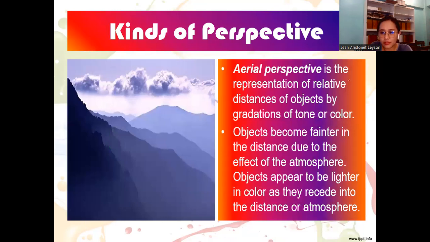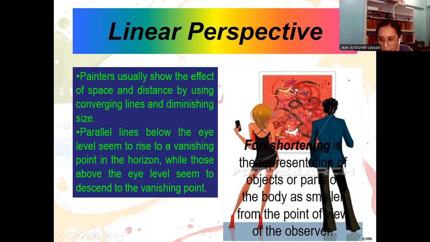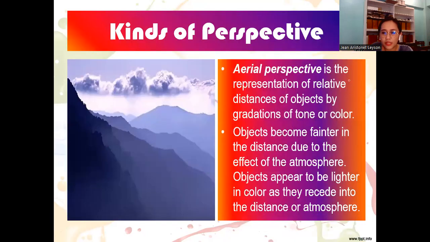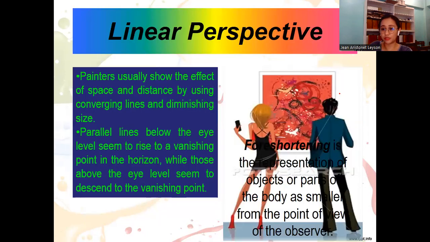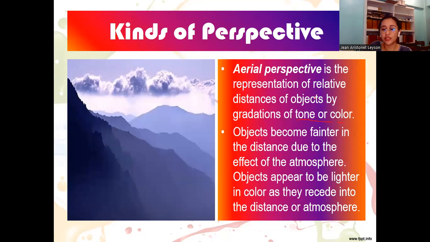Next, we have aerial perspective. It is the representation of relative distance of objects by gradations of tone or color. Earlier, that was linear, so perspective in terms of lines. This one right here is in terms of color. Objects become fainter in the distance due to the effect of the atmosphere. Objects appear to be lighter in color as they recede into the distance or atmosphere. So these places right here would seem distant because of the use of colors.